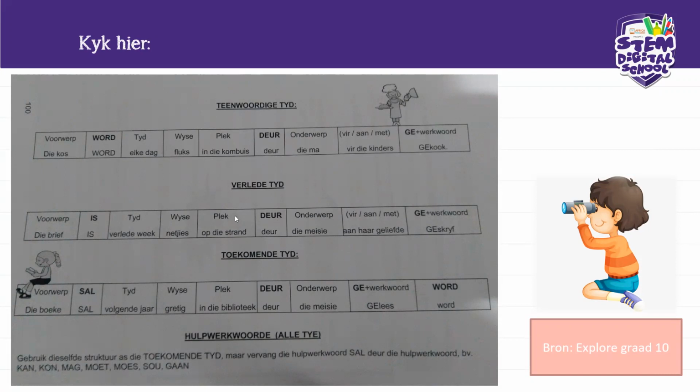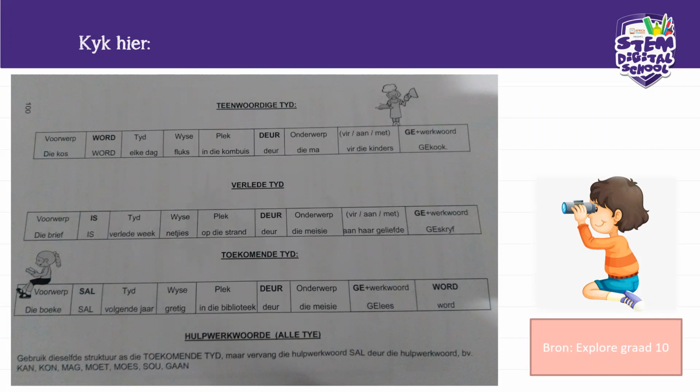Okay, then in the past tense, also remember in a Lydende sin, the subject and the verb switch. The subject is now in the front. Die brief is, first verb, tyd, verlede week, netjies op die strand deur die meisie aan haar geliefde geskryf. Then in the future tense, die boeke sal, please remember the word sal in the toekomende tyd, volgende jaar gretig in die biblioteek deur die meisie gelees word. This is a sentence typically in the Lydende vorm with the words deur and word.